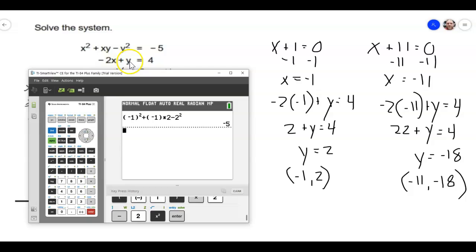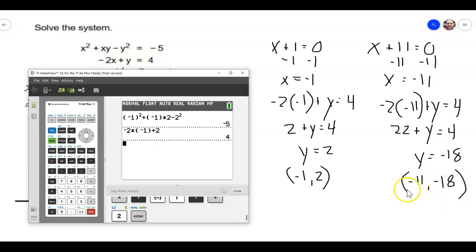Now I'm going to try the bottom with that. So that's going to be negative 2 times our x, which is negative 1, plus 2, and I get the 4. So this answer here is correct according to both of these equations.